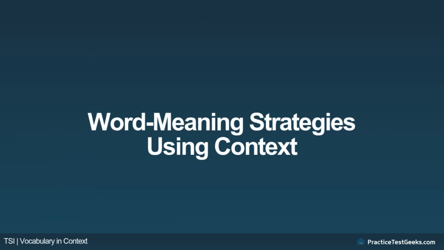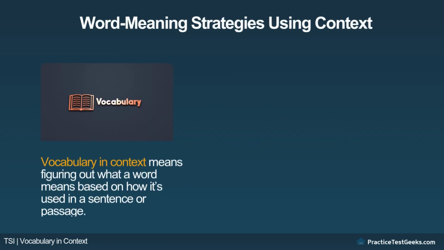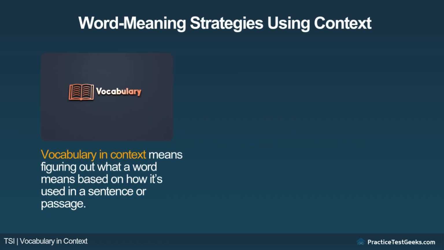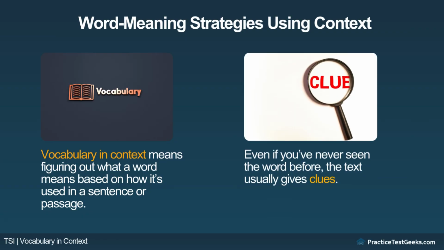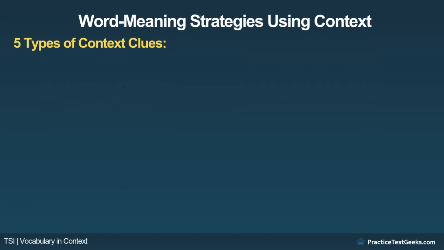Let's begin with Part 1. Word meaning strategies using context. Vocabulary in context means figuring out what a word means based on how it's used in a sentence or passage. Even if you've never seen the word before, the text usually gives clues. Here are 5 common types of context clues to look for.